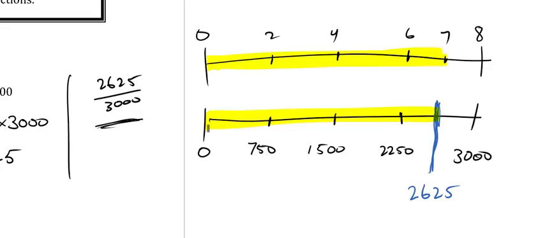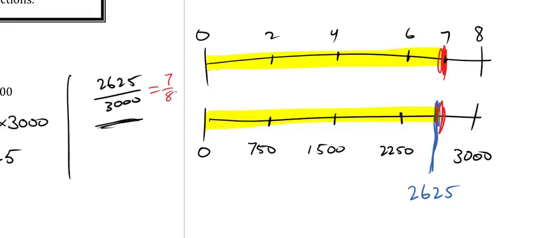So when I match up those two number lines, up to 8 and up to 3,000, they should match. If the 7 is exactly halfway between the 6 and the 8, 2625 will be exactly halfway. 2625 over 3,000 is the same as 7 over 8. That's what it means to be 7/8.